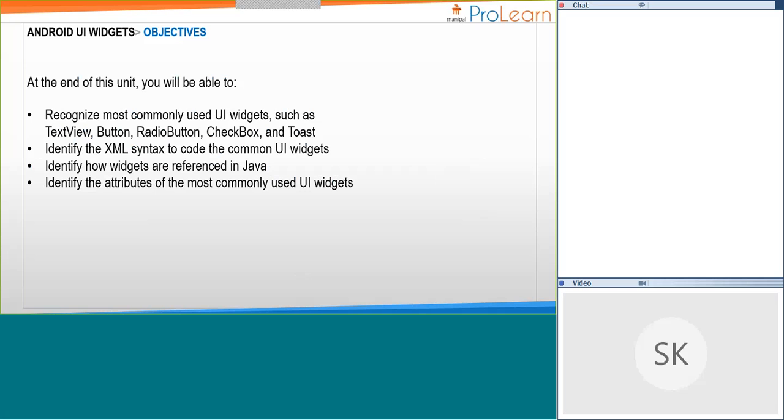So at the end of this unit, you'll be able to recognize the most commonly used UI widgets like text view, button, radio button, checkbox and toast, and identify the XML syntax to code the common UI widgets, and also identify how widgets are referenced in Java. And the last one, identify the attributes of the most commonly used UI widgets. So we'll be seeing all these things in this module.